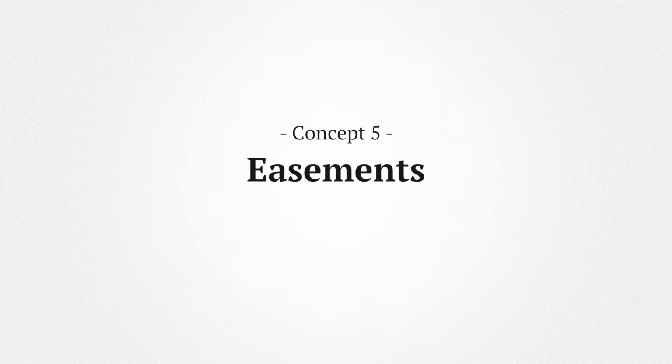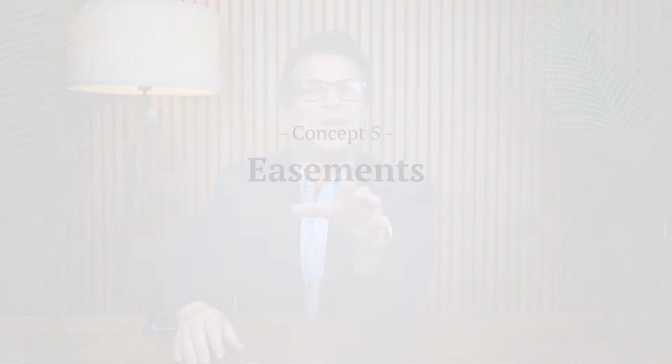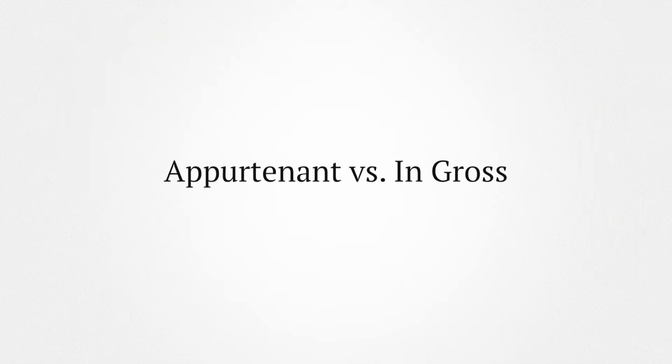Five, easements. Last topic, here we go, easements. An easement is the right to use someone else's land for a reason, like a path across your neighbor's lot to reach the road. The confusing part is two types that sound alike. Sounds like a mouthful, actually. Not a big deal. Here's how to keep them straight. You ready? Appurtenant versus in gross.